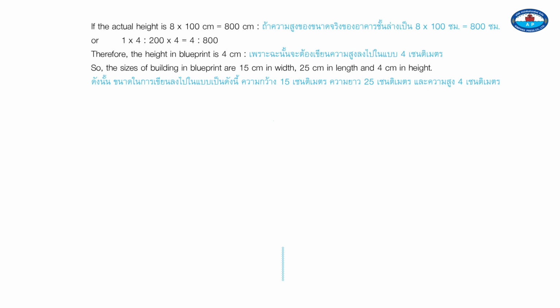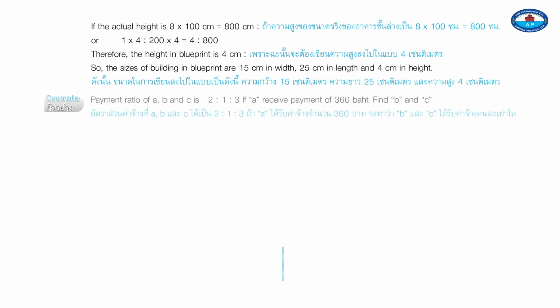So, the sizes of the building in the blueprint are 15 centimeters in width, 25 centimeters in length, and 4 centimeters in height. Example: the payment ratio of A, B, and C is 2:1:3. If A receives a payment of 360 baht, find B and C.